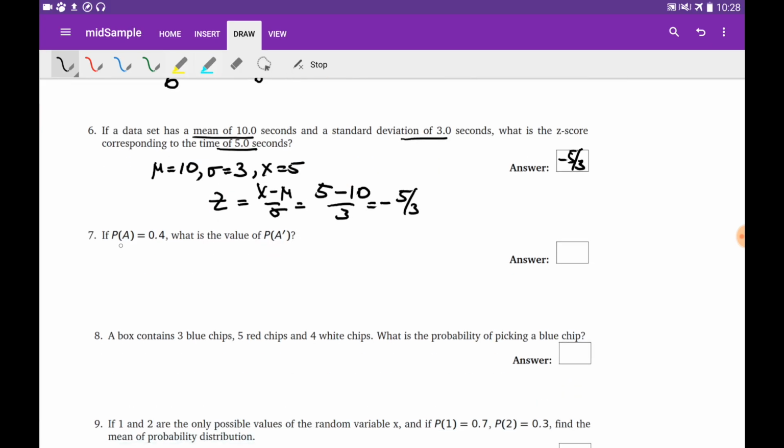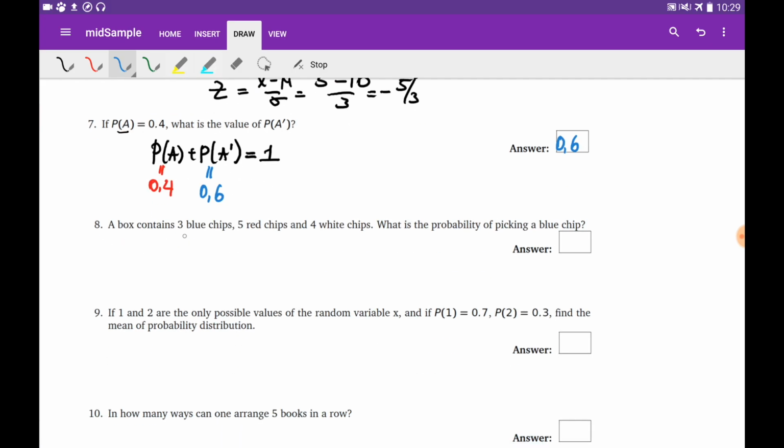If the probability of some event A is equal to 0.4, what is the value of the probability of its complement? We know that the probability of A plus the probability of its complement is equal to 1. So if we substitute 0.4 for the probability of A, which number do I need to choose so that it becomes equal to 1? It should be 0.6, so that the sum is equal to 1.